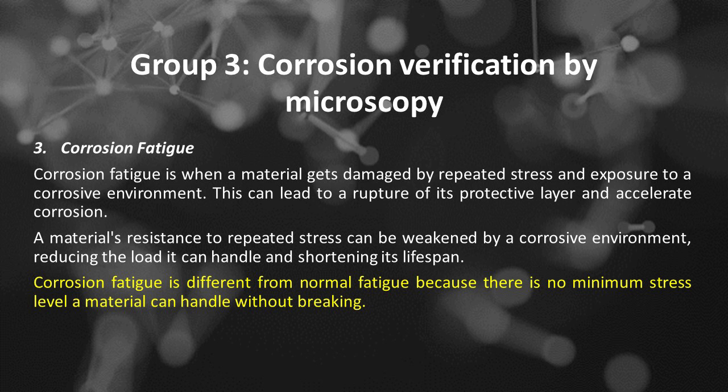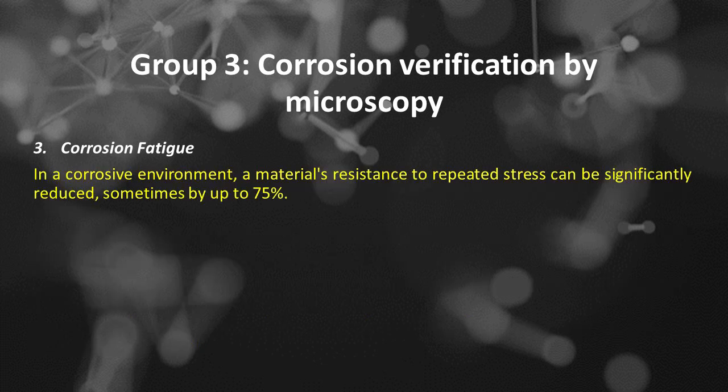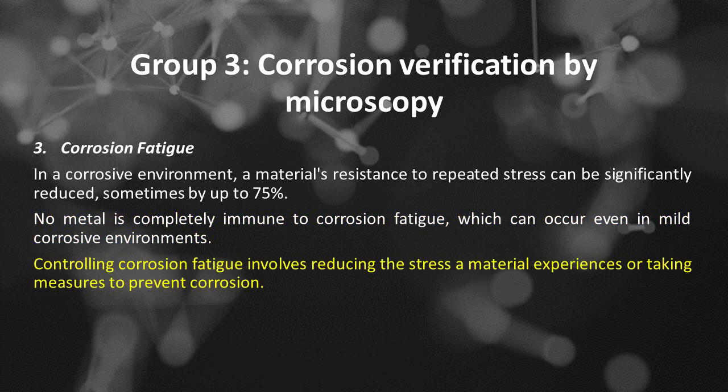handle without breaking. Corrosion fatigue is often found in combination with fretting, a process where metal is worn away by friction. In a corrosive environment, a material's resistance to repeated stress can be significantly reduced, sometimes by up to 75%. No metal is completely immune to corrosion fatigue, which can occur even in mild corrosive environments. Controlling corrosion fatigue involves reducing the stress a material experiences or taking measures to prevent corrosion.